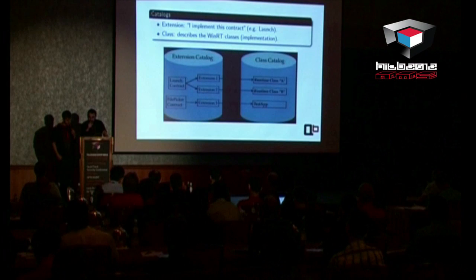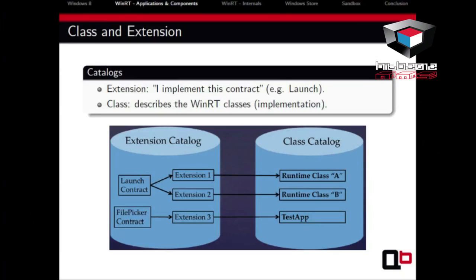We can see that the extension is an abstract concept, in fact, while the class is a concrete implementation. For example, in our case, our test application is an extension of the file picker contract, which is just a simple dialogue to pick a file. You can't pick a file without asking the system first.